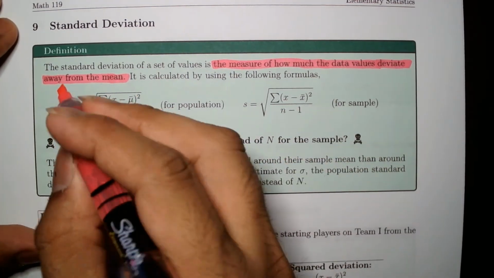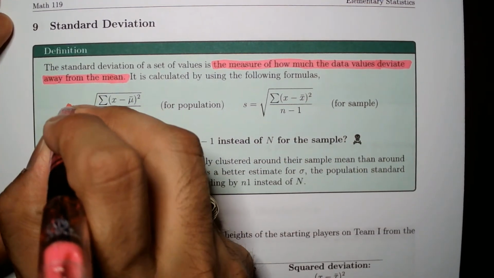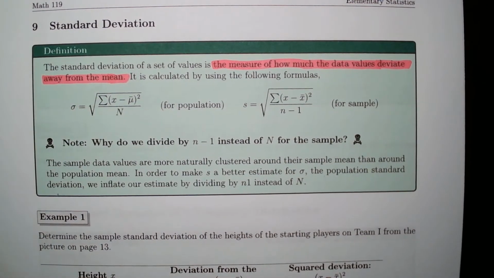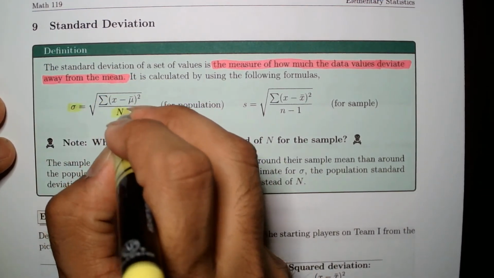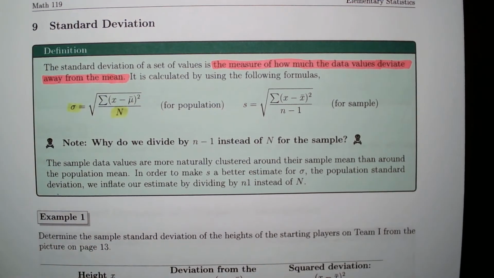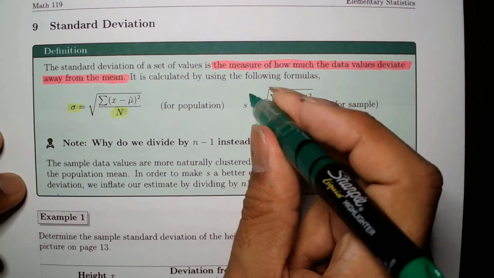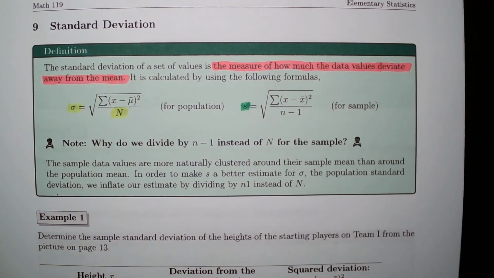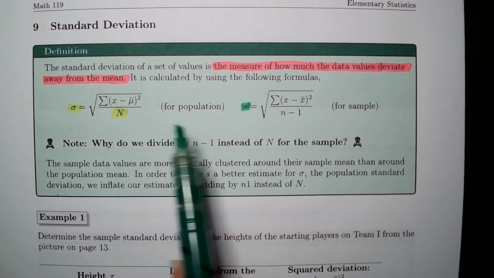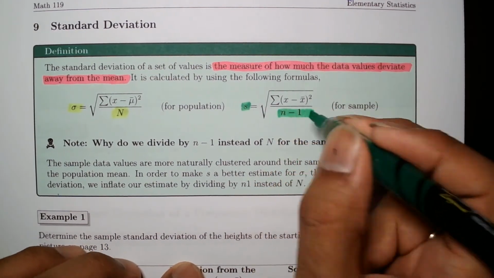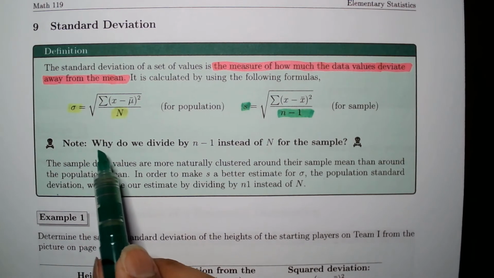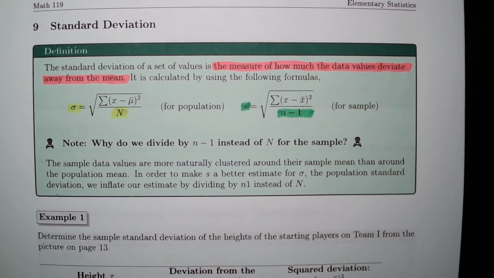For a population, we use the lowercase sigma from the Greek alphabet, and big N for the population size. As opposed to that, for the sample we use the lowercase s, but in this case, as opposed to the previous case, we divide by the sample size n minus 1. Now, here is an explanation as to why we divide by n minus 1 instead of n.